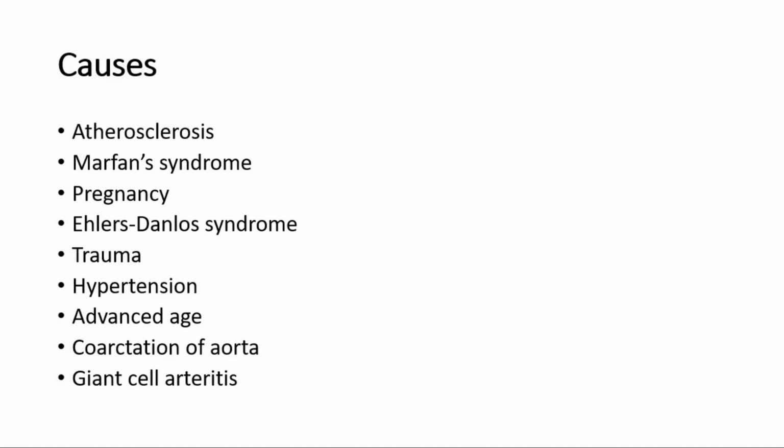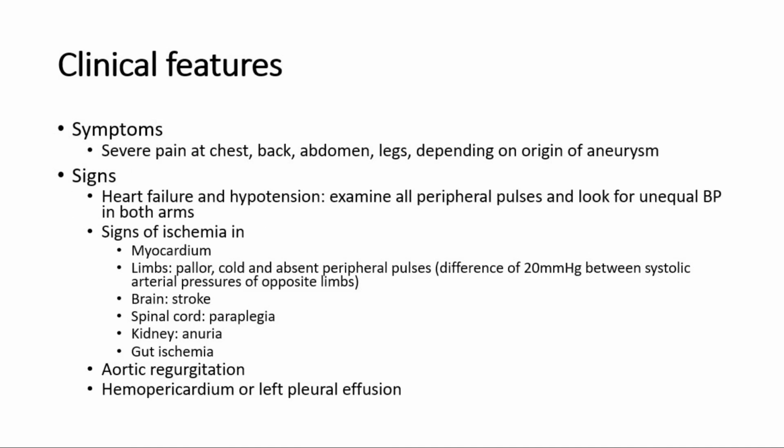Causes of aortic dissection include atherosclerosis, Marfan's syndrome, pregnancy, Ehlers-Danlos syndrome, trauma, hypertension, advanced age, coarctation of aorta, and giant cell arteritis. Clinical features. Symptoms are severe pain at chest, back, abdomen, legs, depending on origin of aneurysm. As for signs, heart failure and hypotension.